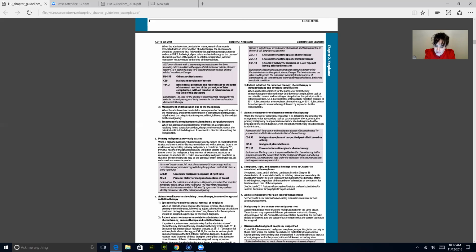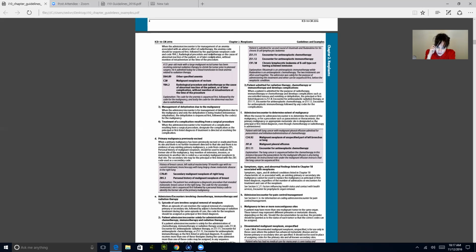We have management of dehydration due to malignancy. So when the admission encounter is for management of dehydration due to the malignancy and the dehydration is being treated, either IV rehydration, the dehydration is sequenced first, followed by the code for the malignancy. And it's just really important to, if you can't memorize these guidelines, which it's hard to memorize all of these guidelines and it gets confusing, make sure you know exactly where they are in your book so you can reference them when a question like this comes up on the exam, because it will.